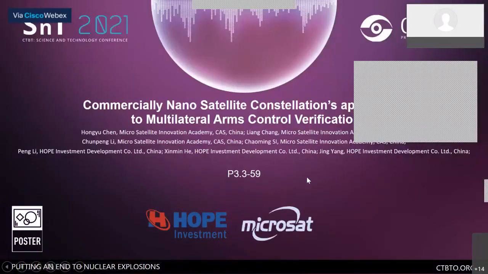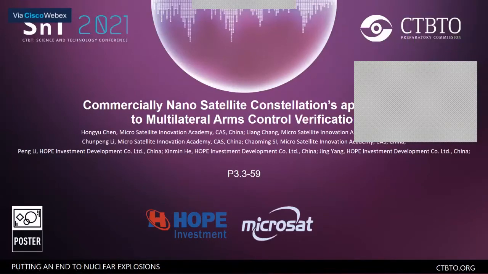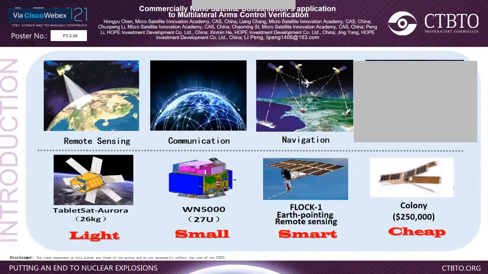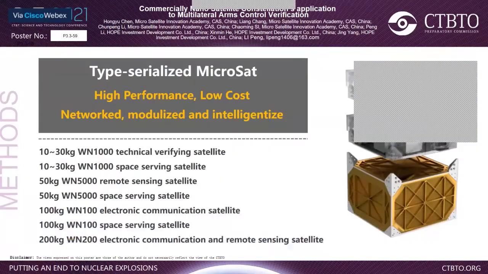Okay. So the first one is about commercial nanosat constellations' application to multilateral arms control verification. This is something not really directly related to CTBTO, probably some other arms control verification regime. And we try to provide a solution based on nano satellites. From this picture, you will know the location and the spectrum of nano satellites, which are very small, around 100 kilos. Their advantage is that they are light, small, smart, and cheap. And we can provide some kind of commercial platforms ranging from 10 kilos to 100 kilos.